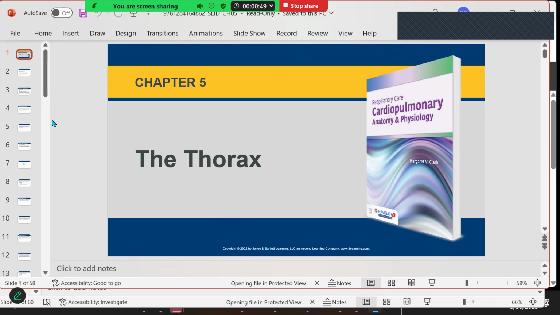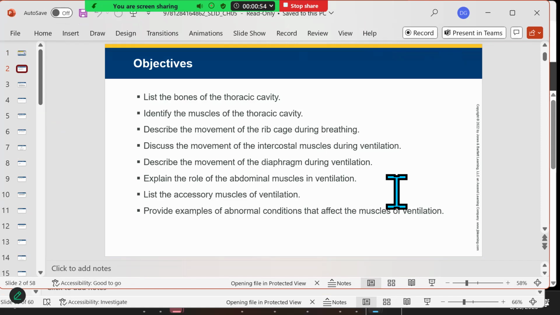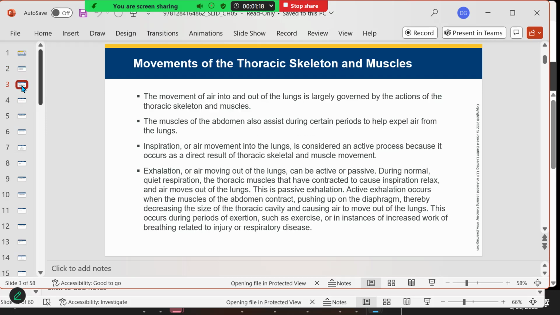The thorax. We've already talked about the airways and the lungs, and now we go to the actual chest wall, meaning the muscles and the bones of the thorax. Identify the bones, the muscles, the movement of the rib cage, the intercostal muscles, those are between the ribs, the movement of the diaphragm, abdominal muscles, accessory muscles, and abnormal conditions that affect the muscles of ventilation. So you're going to learn a lot here about the thorax.